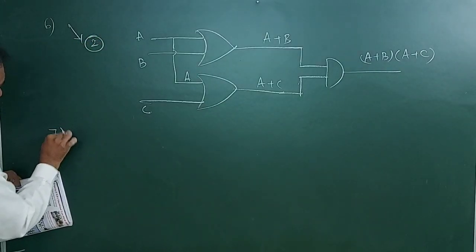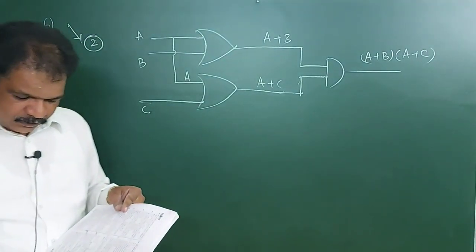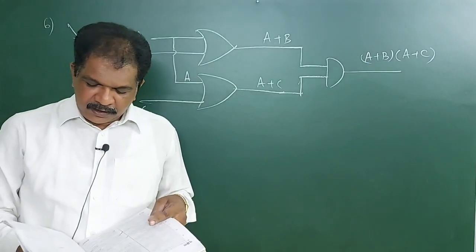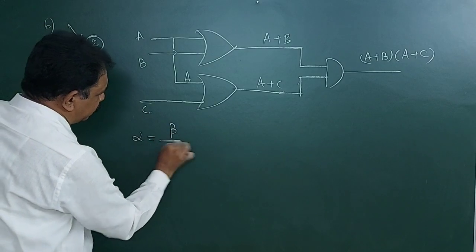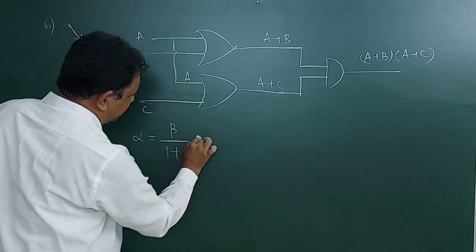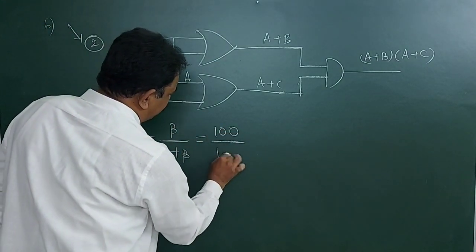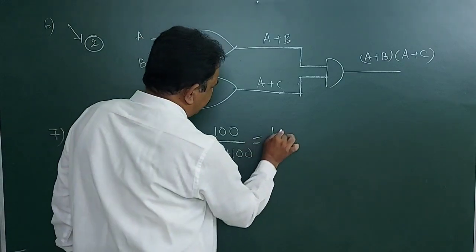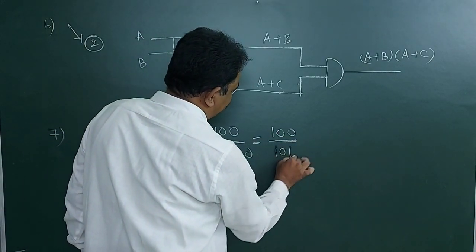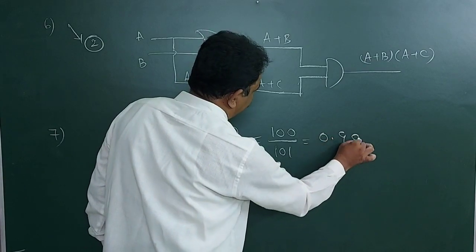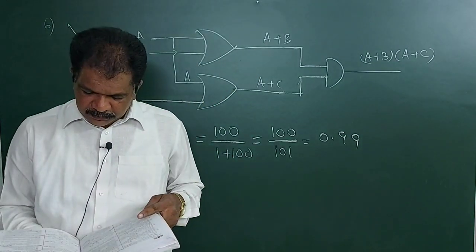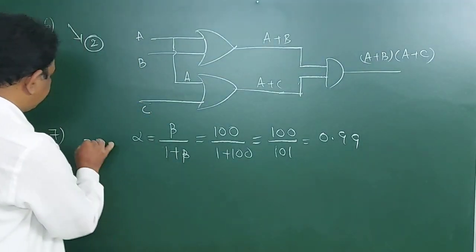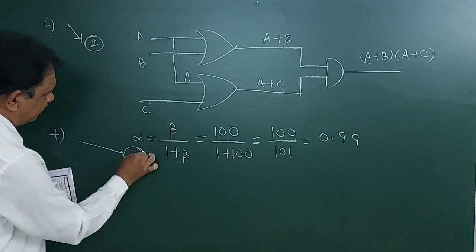See the seventh question. Beta value they gave, alpha value how much? Alpha is equal to beta by 1 plus beta. 100 by 1 plus 100. 100 by 101. This value is 0.99.